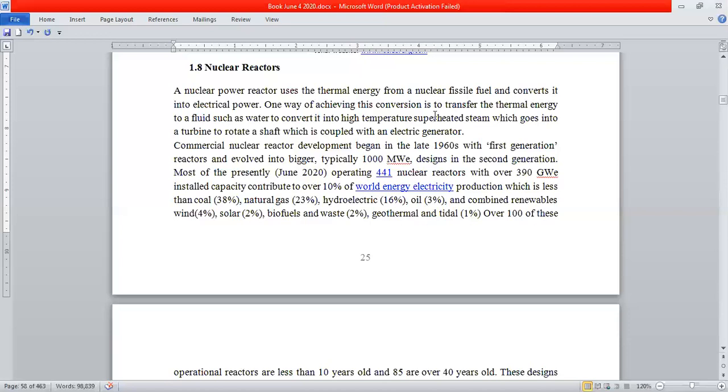One way of achieving this conversion is to transfer thermal energy to a fluid, such as water, and convert it into superheated steam, which goes into a turbine to rotate a shaft. And you know that if you have a stator and a rotor, then you can generate electrical charge, and that's called an electric generator.